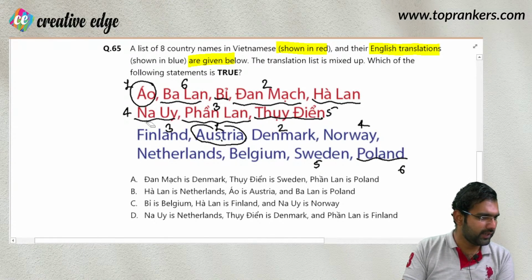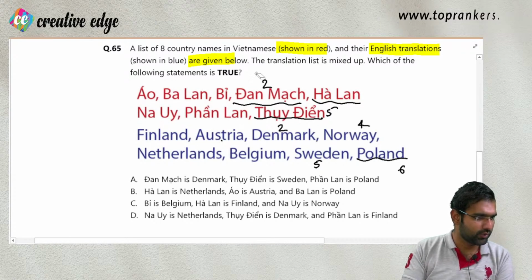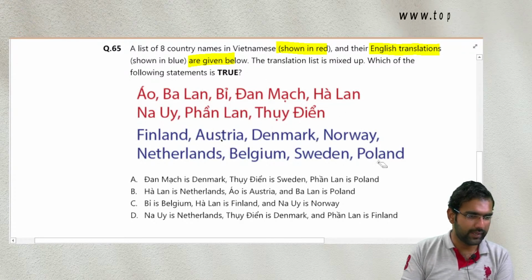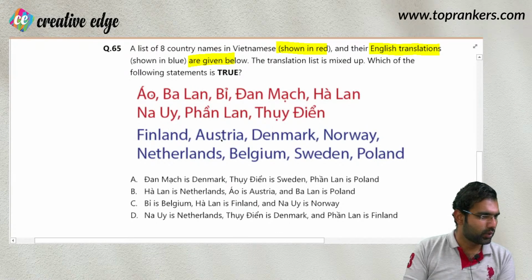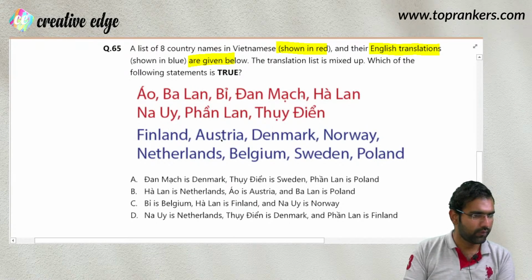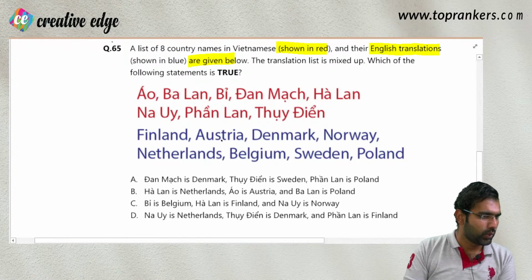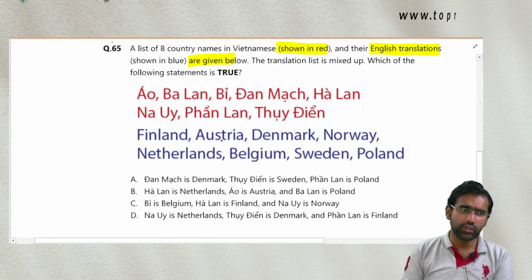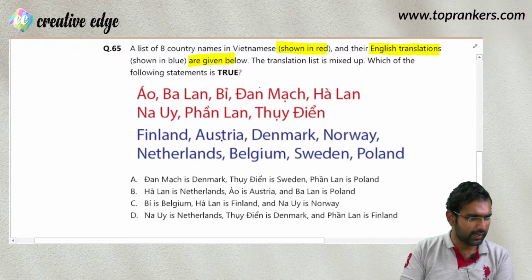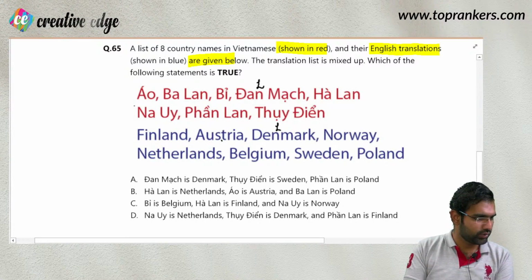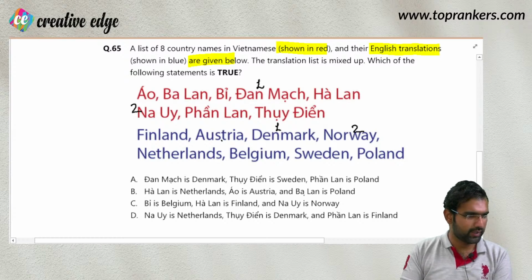Let me just recheck all the letters. How many letters do we have? And how are we matching them up, so that we can get the answer? So 1, 2, 3, 4, 5, 6, 7, 8 are here. 1, 2, 3, 4, 5, 6, 7, 8 countries are here. Let me start with the most common ones, because this one was Denmark. This was one, the Denmark, right? This was Norway, right?